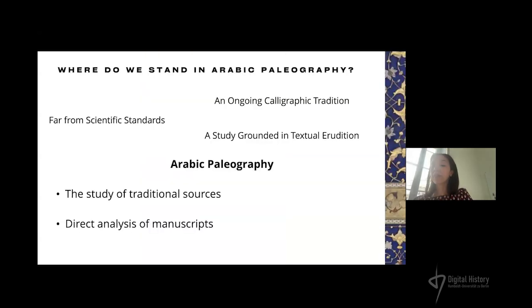Now, where do we stand within the paleographic studies? How did paleography evolve within the Arabic manuscript context? We always like to say that we are far behind. We're not as developed as the Latin paleographers, for example, but the history of Arabic paleography is very different. When scholars started getting interested in Arabic paleography, the calligraphic tradition was still alive.